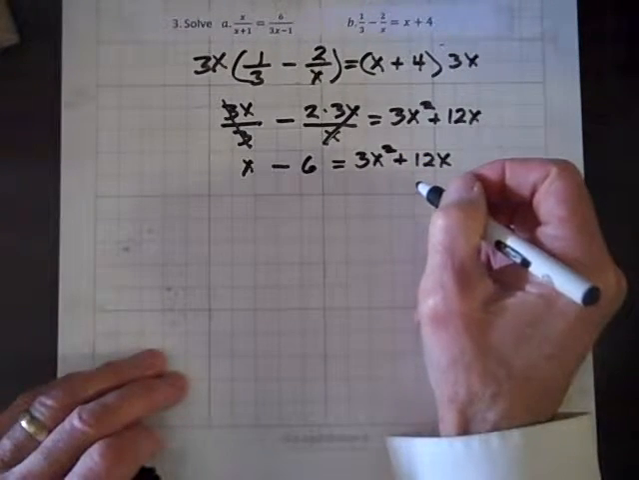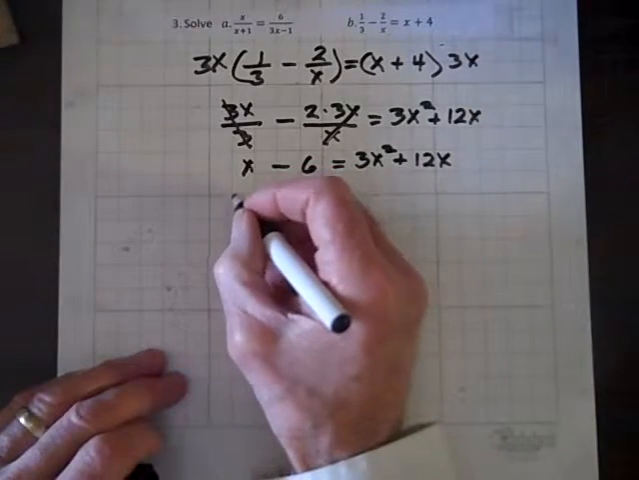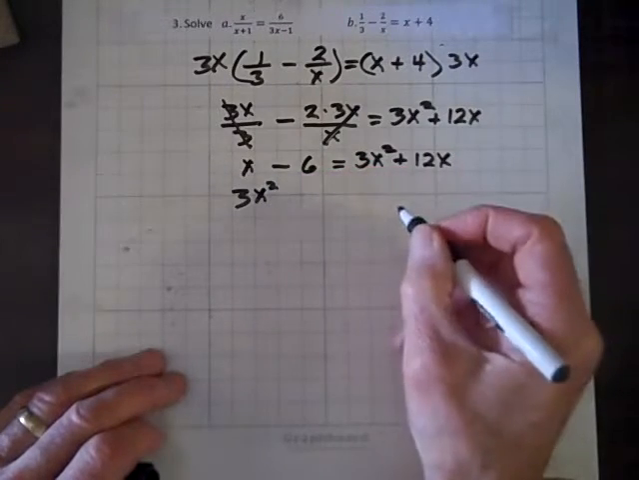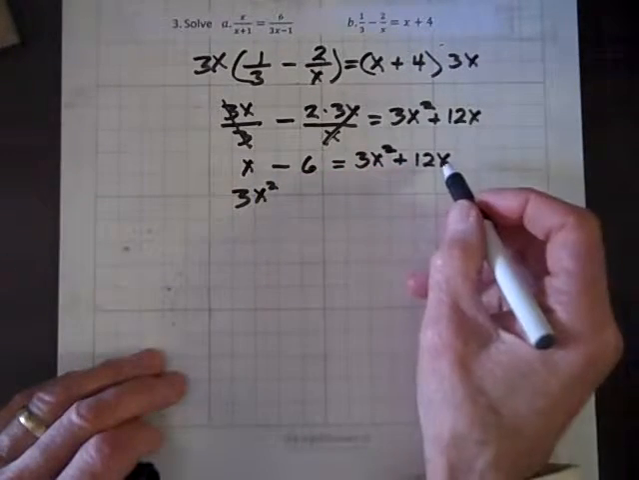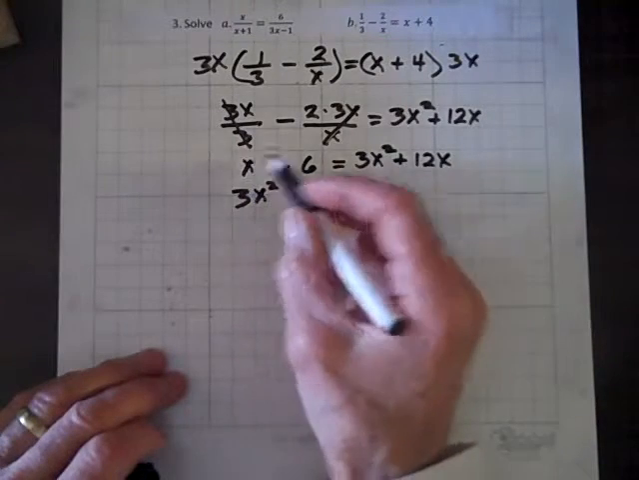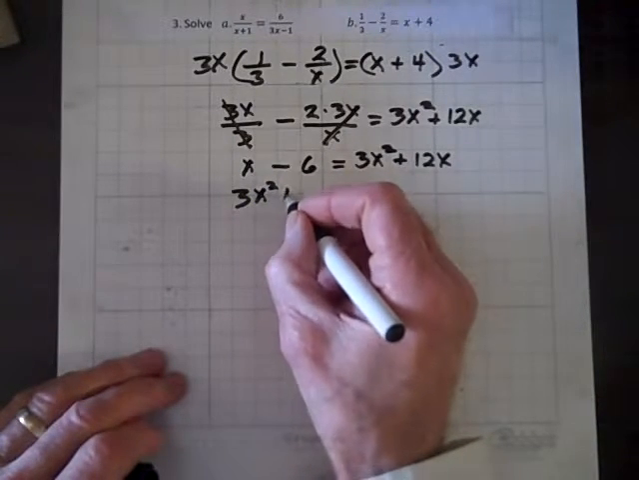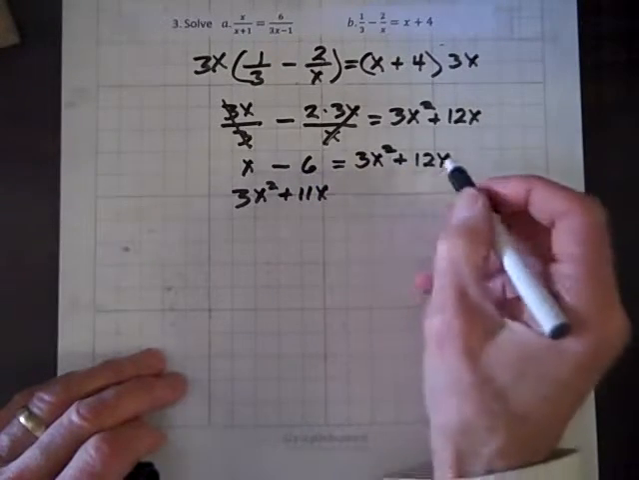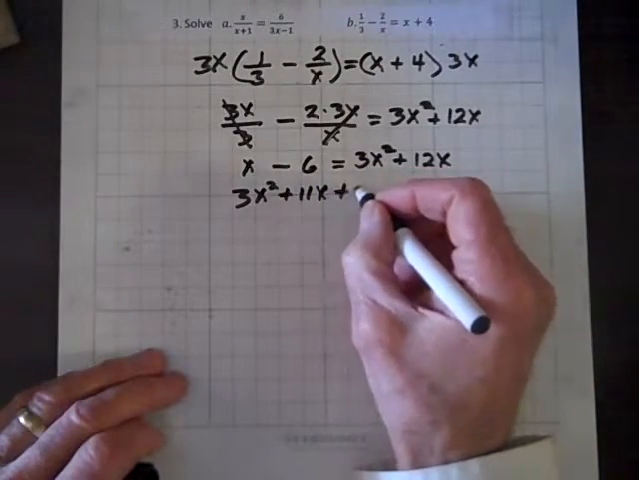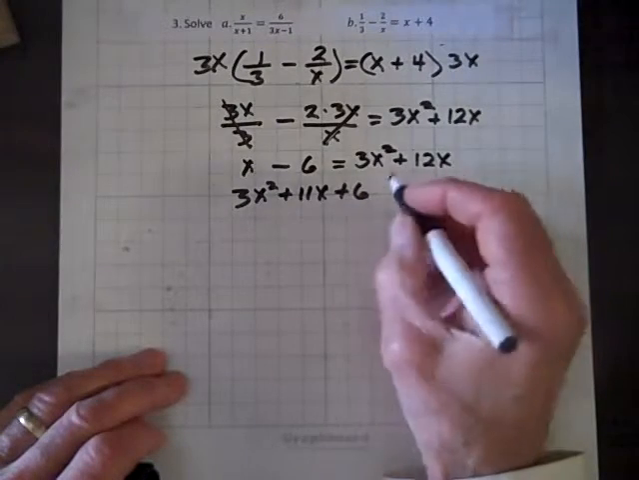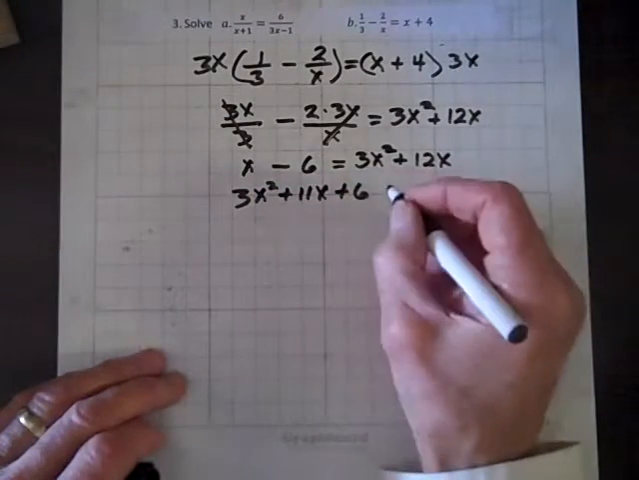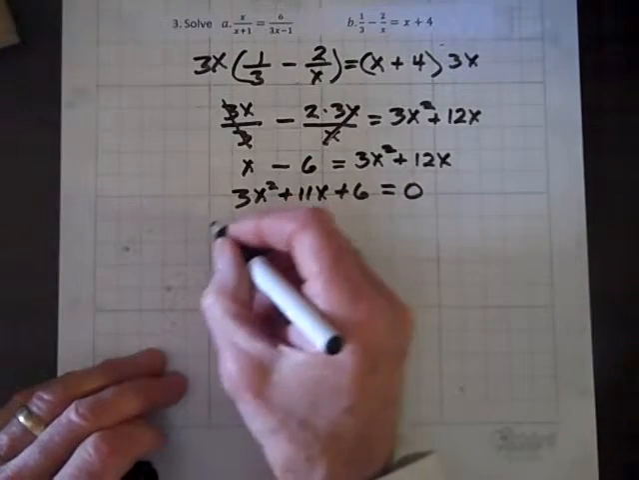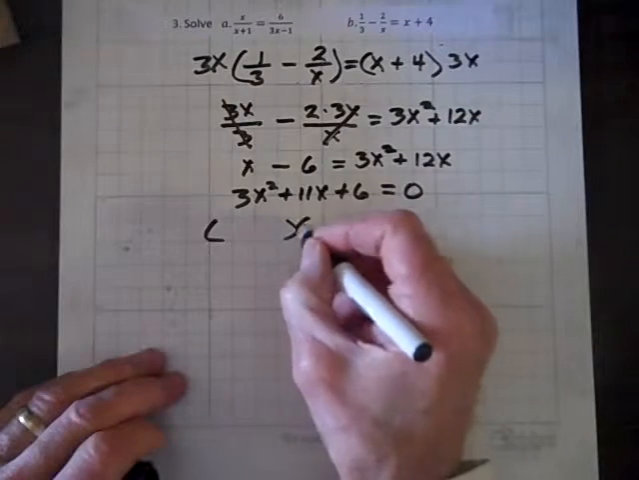Now, we'll lead out with this 3x squared, and we'll subtract x from both sides. So 12x minus x is 11x. And we'll add 6 to both sides, plus 6. And now instead of putting the 0 on the left, I'll put it on the right. Now this factors.